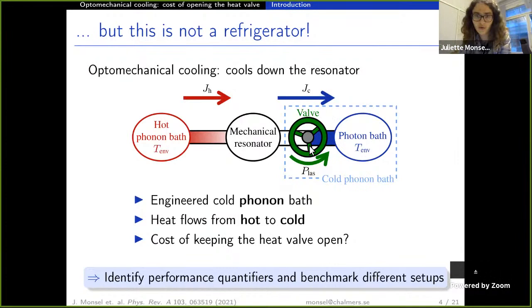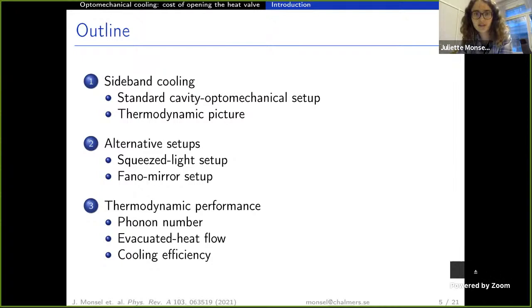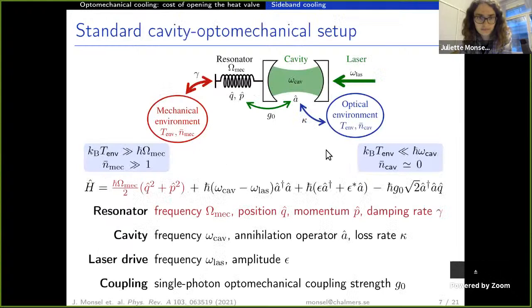And obviously, keeping this valve open comes with costs, namely the laser power we need to drive the cavity. The goal here is to identify performance quantifiers to be able to benchmark optomechanical cooling in different setups. In the first part, I'll present in more detail the standard sideband cooling scheme in optomechanics and thus justify this thermodynamic picture. Then I'll present two alternative setups that allow improving the cooling. Finally, I will compare the standard setup and these two improved setups using the thermodynamic analysis to see how efficient the cooling is.